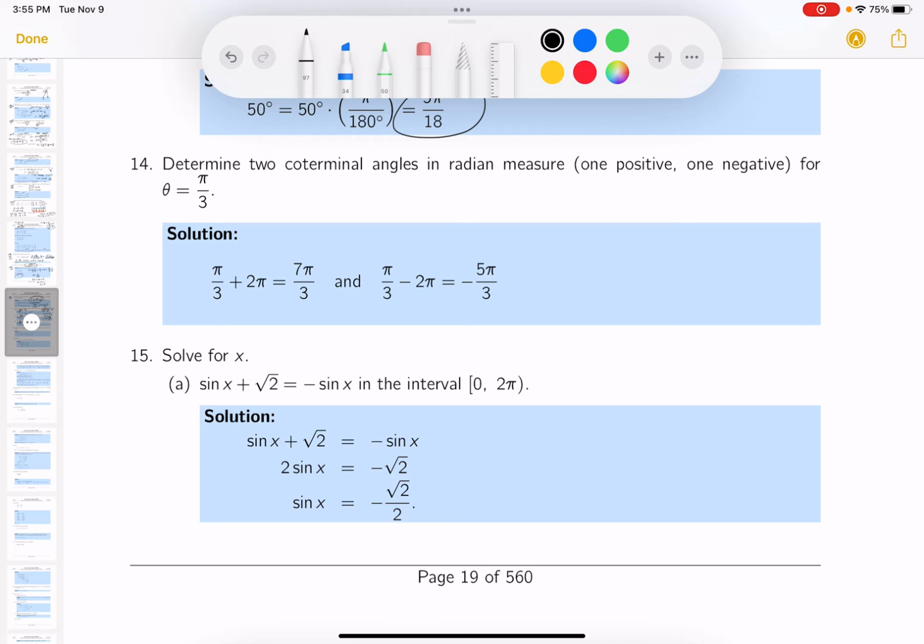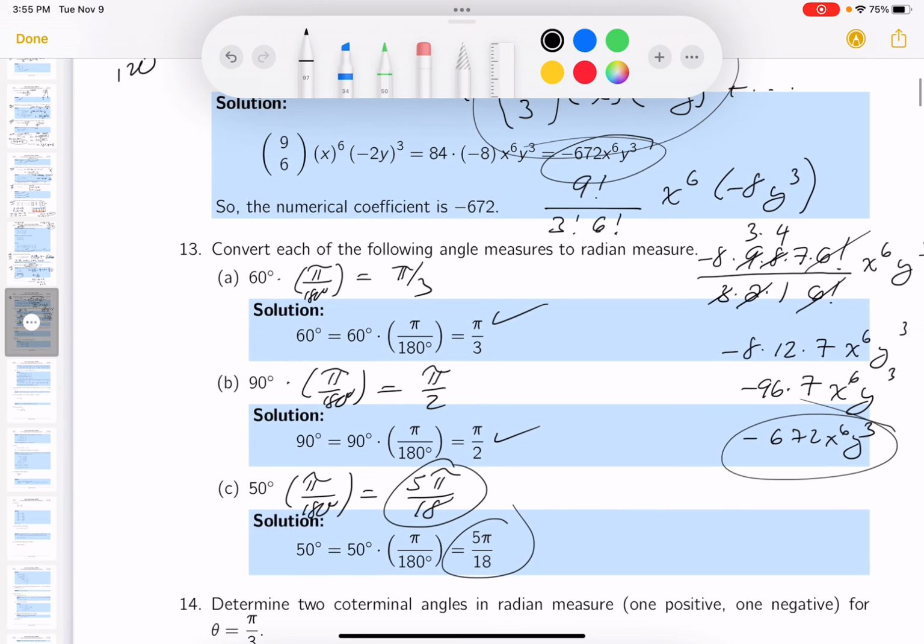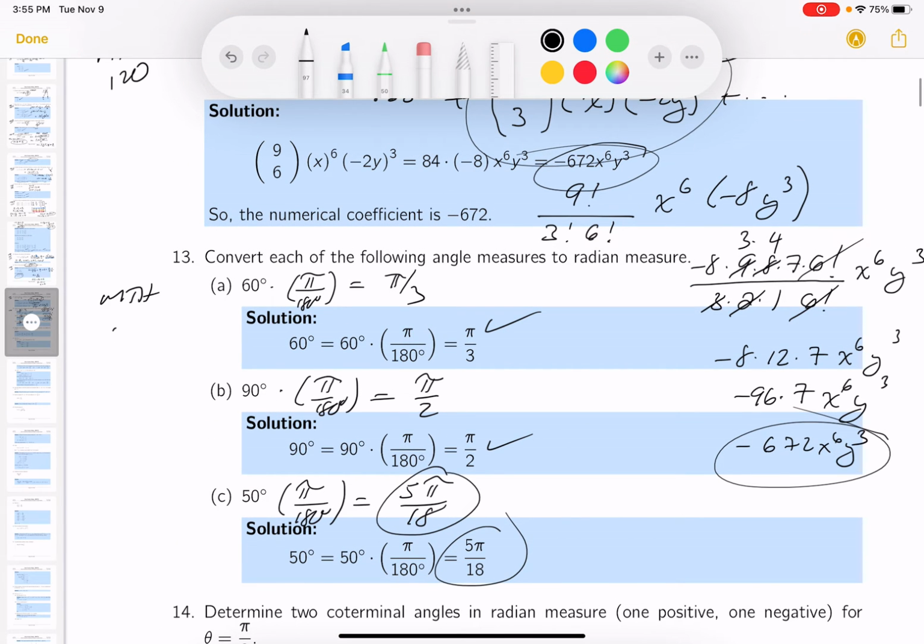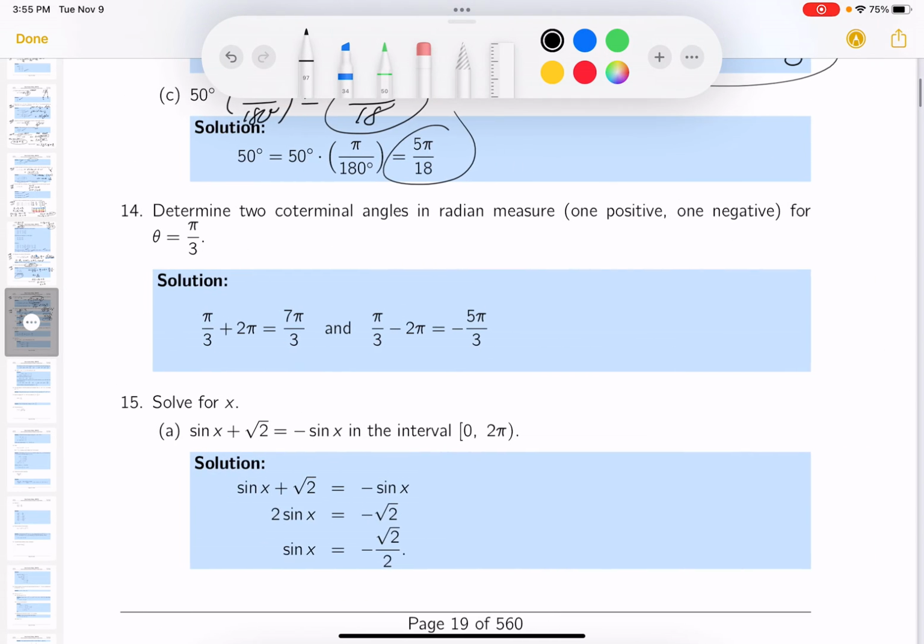All right, find 2 coterminal angles in radian measure, one positive, one negative. This is pretty easy, because all you have to do. Oh, by the way, let me remind you, this is Math 120. This is also Math 120.